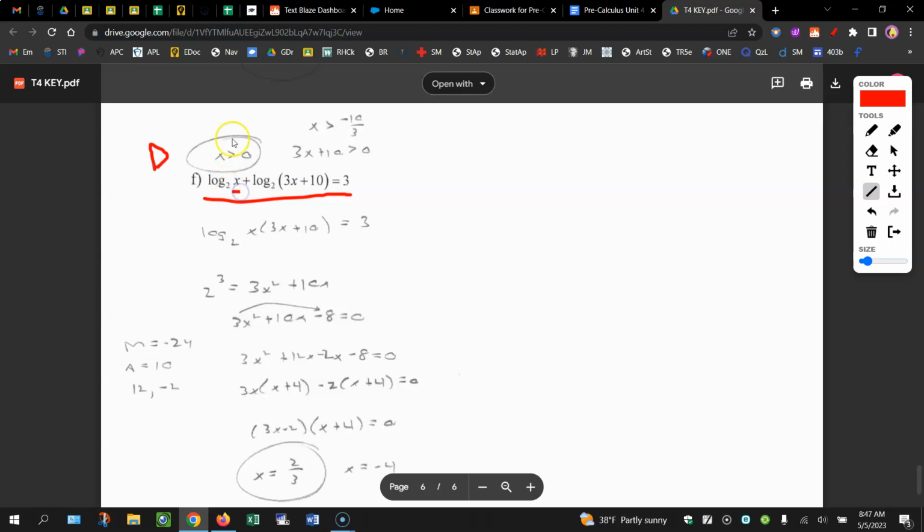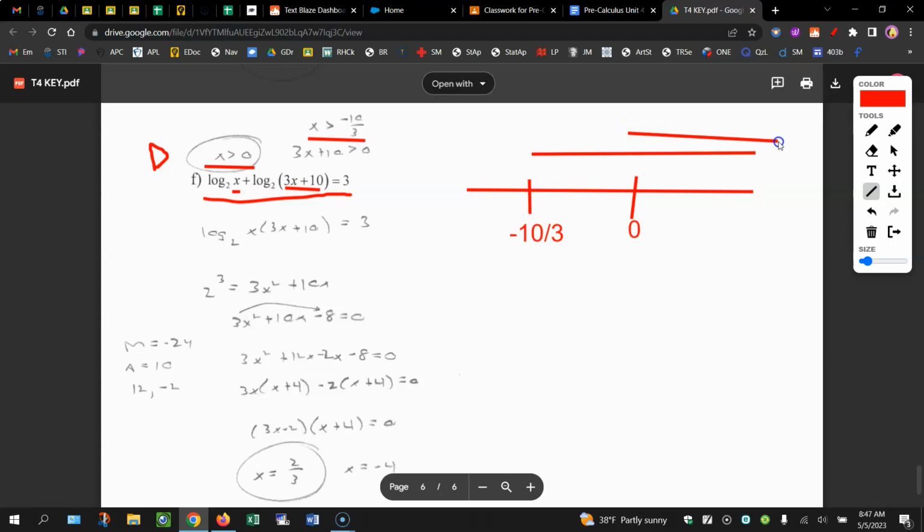So x is greater than 0, 3x plus 10 is greater than 0, and solve. So you get x is greater than negative 10/3 and x is greater than 0. So you think about a number line, you need x to be greater than 0 and x to be greater than negative 10/3. So if this is negative 10/3 and this is 0, you need x to be greater than 10/3 and greater than 0.